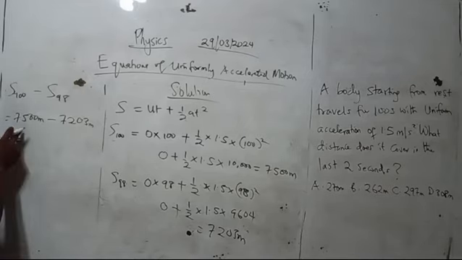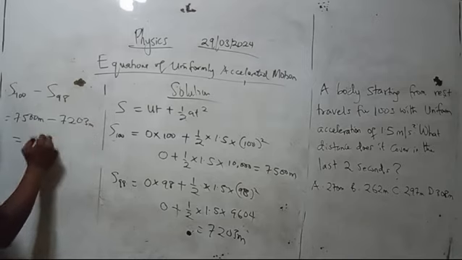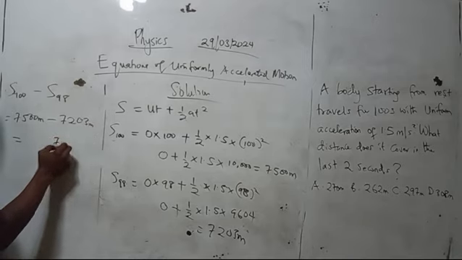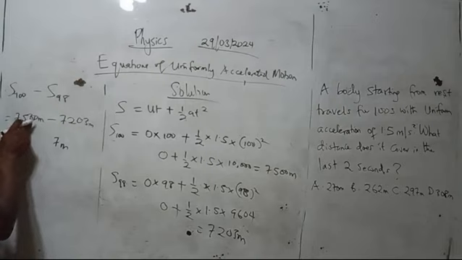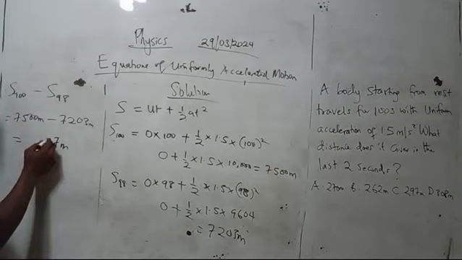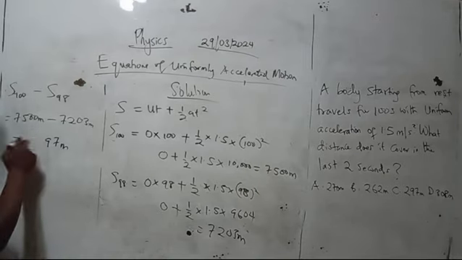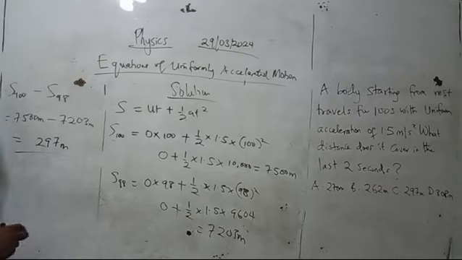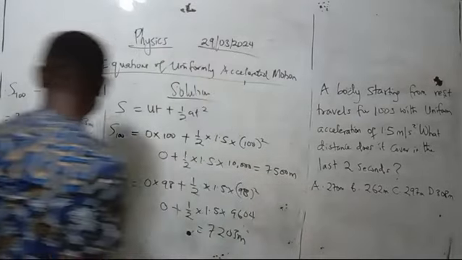500 minus 203. Here is 7 already. For this 7 to occur, 1 is lost here, so 9 should be here. Of course, you've taken 1 from here. Remaining 4, 4 minus 2 is 297. So the distance covered in the last 2 seconds is 297 meters.